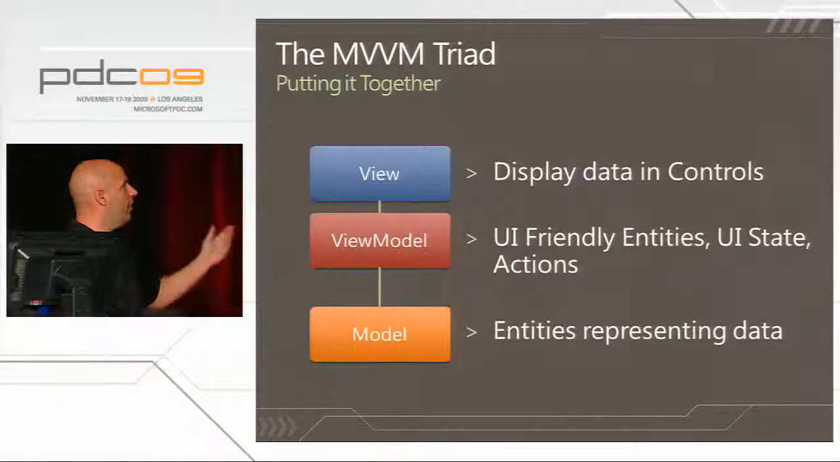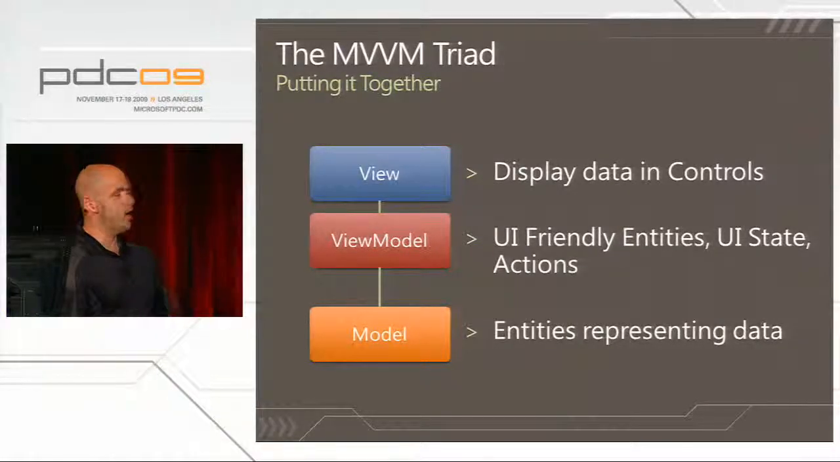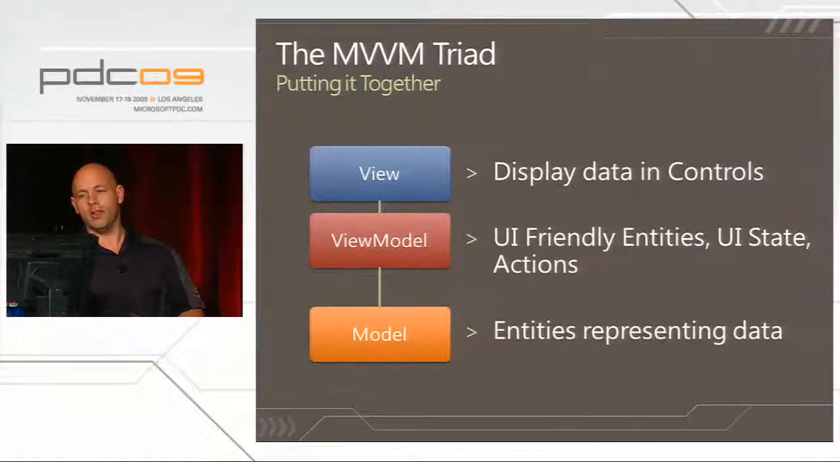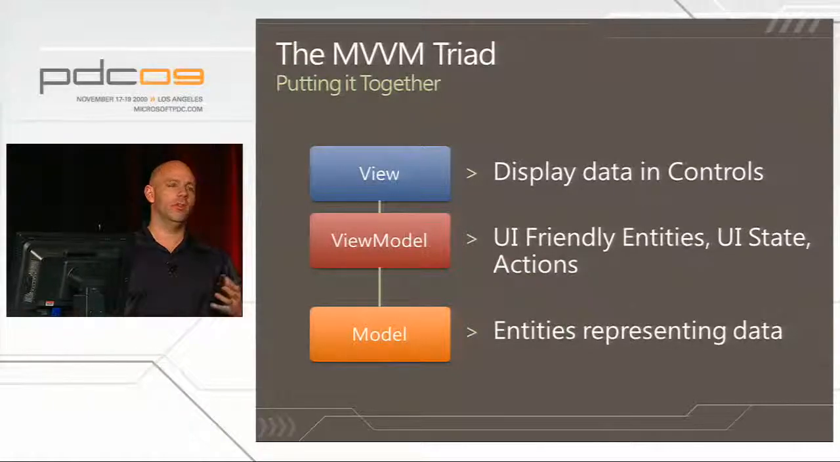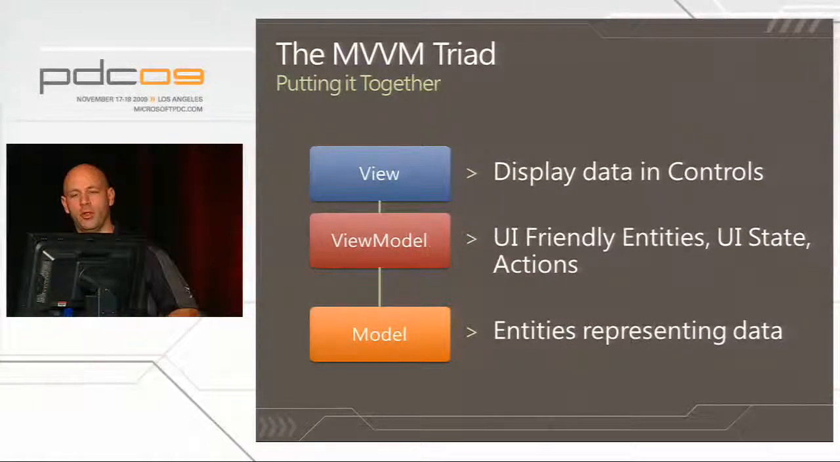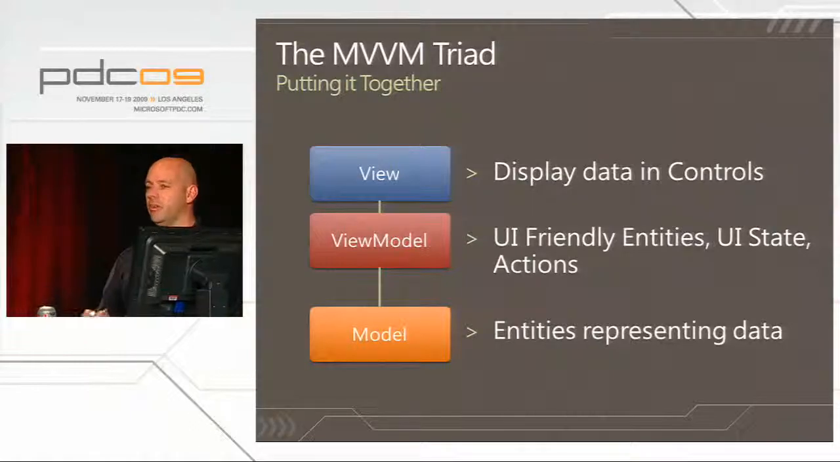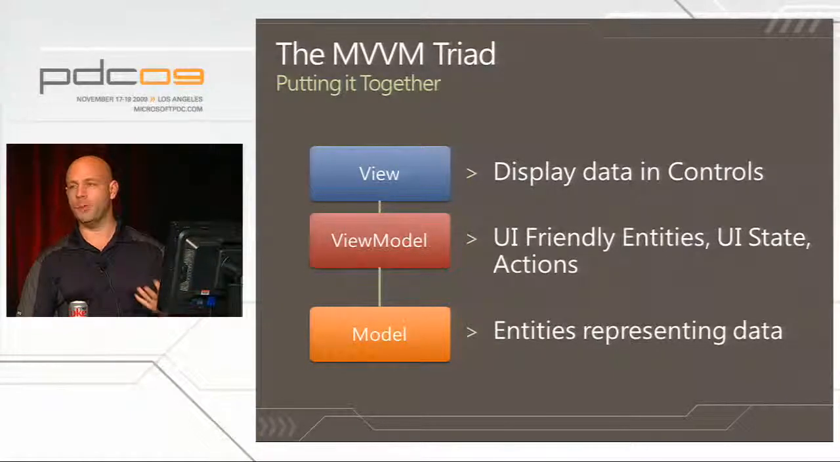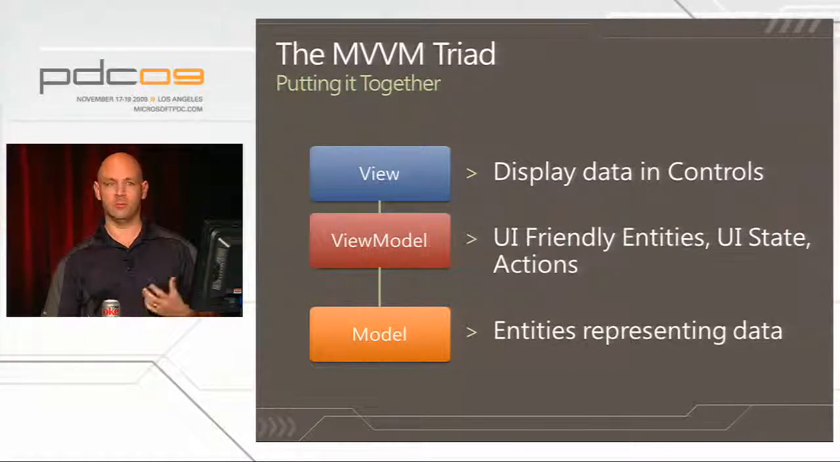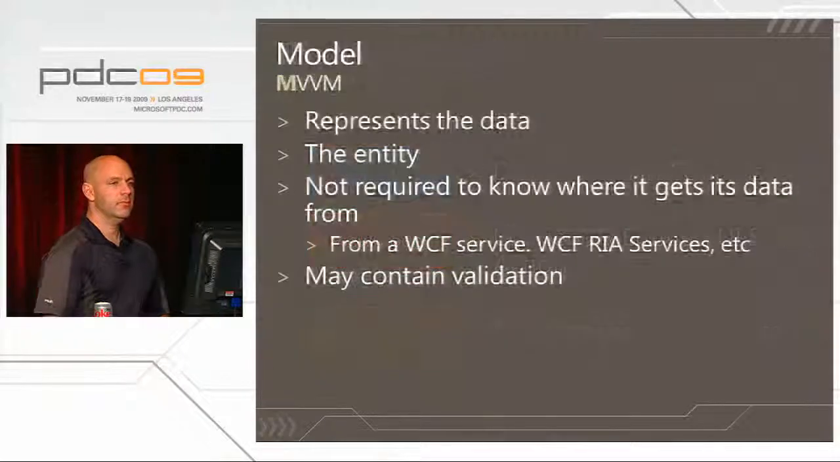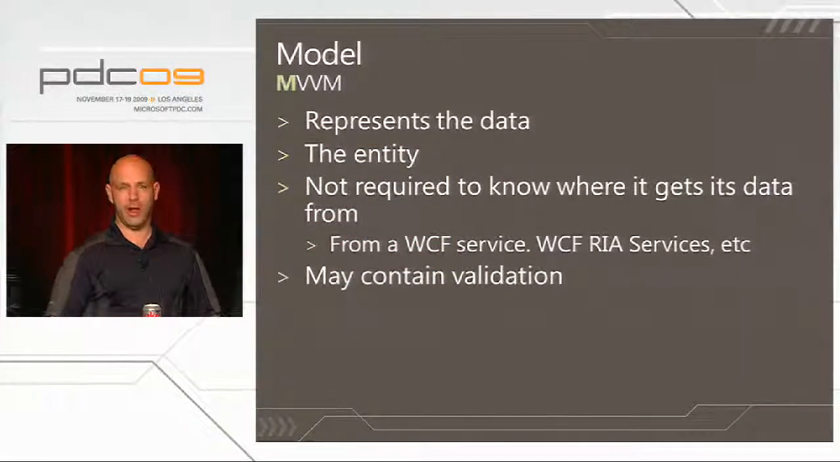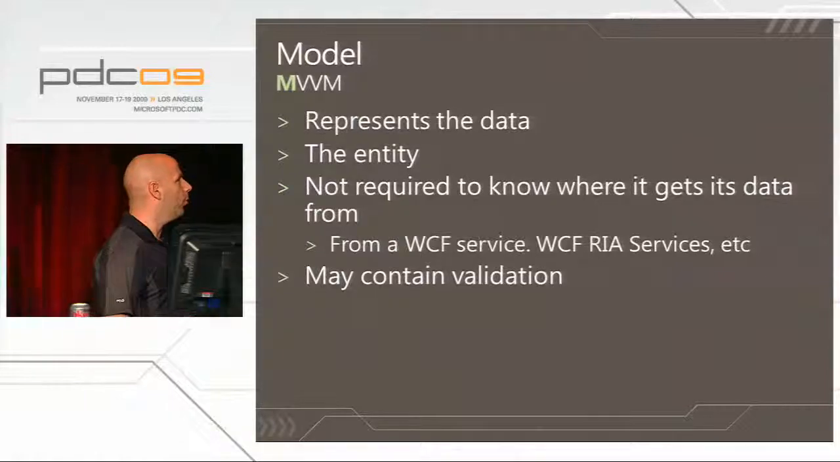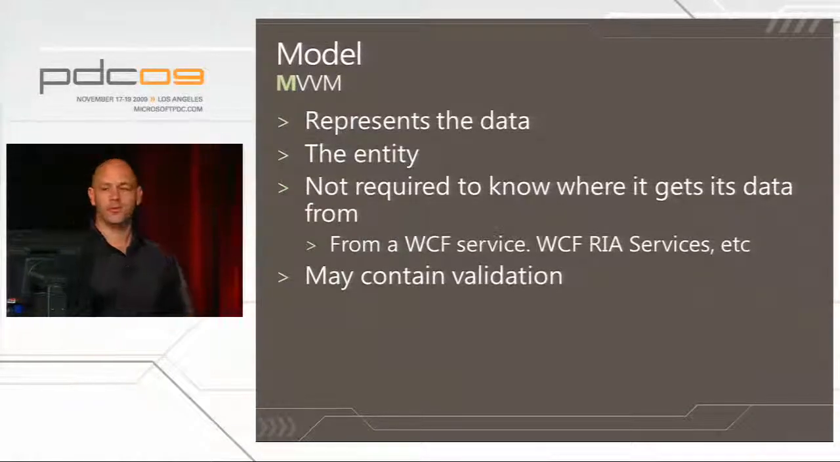So putting it all together, our view is displaying our data and our controls. Our view model is our UI-friendly entities. It's the version of our models and the bindability that we get in handling the actions from our views. The model will represent that data for us. And I call this the MVVM triad. It's the group that works together to give you this pattern.